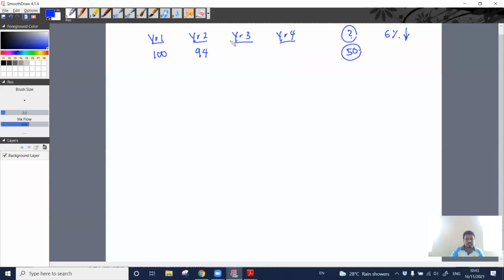Right? In which year the number of fish alive will be exactly half of the number of fish in this lake at current.